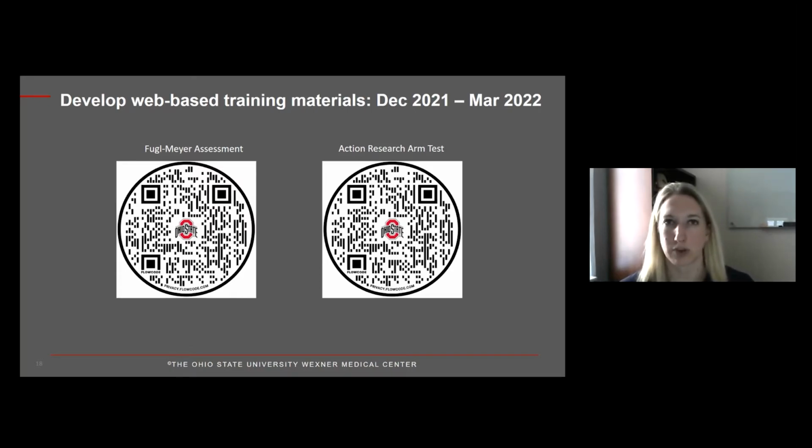These are stored on Google Drive and can be accessed by scanning a QR code. You are welcome to try to scan this QR code, but our training materials aren't quite ready for widespread dissemination. So if you do scan these codes, it'll just take you to Ohio State's OTD program website.